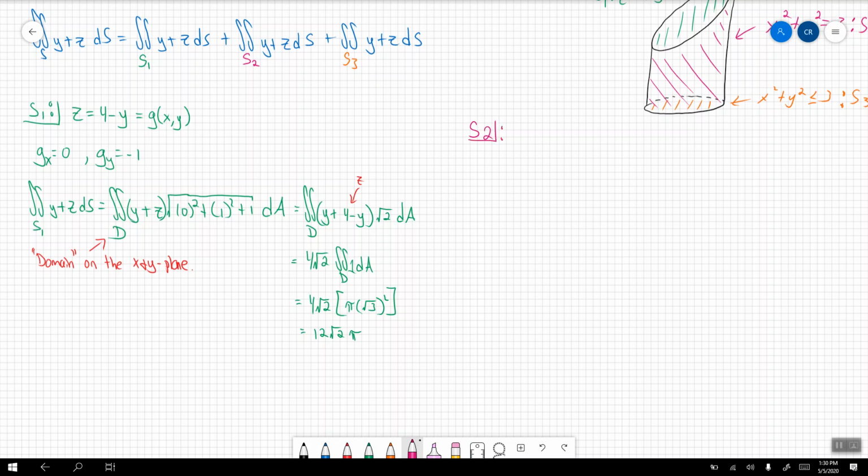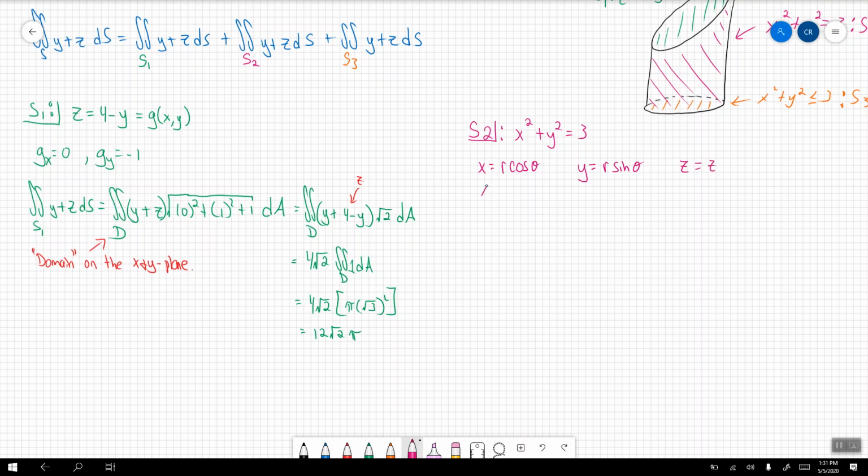Surface 2. This is a cylinder, which is x squared plus y squared is equal to 3. And let's go through that parameterization. I'm going to parameterize using cylindrical coordinates. Now, what does that mean for us? Well, that means that x is just going to be r times cosine theta. Y is going to be r sine theta. And z, well, that's just your z component, just z as it is.